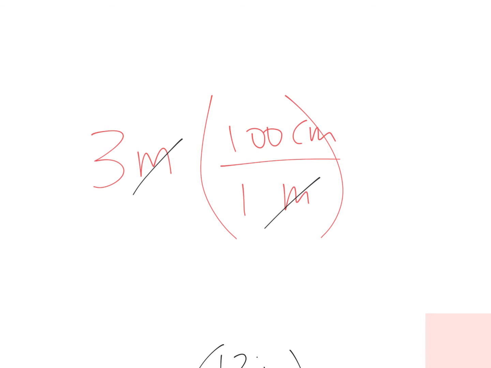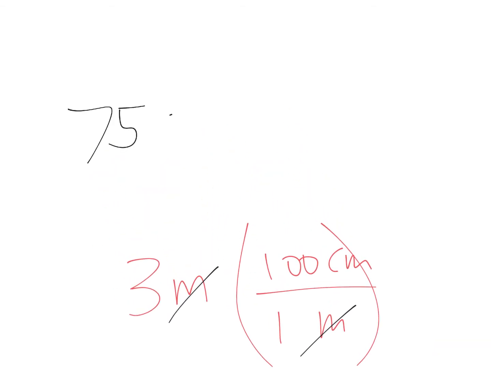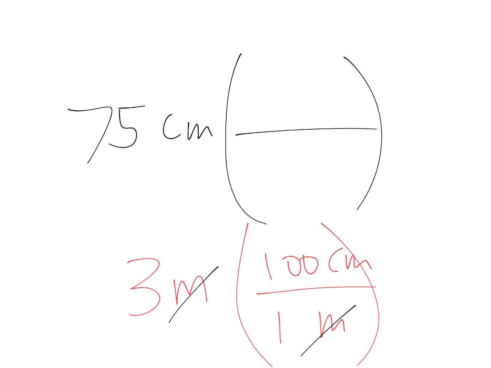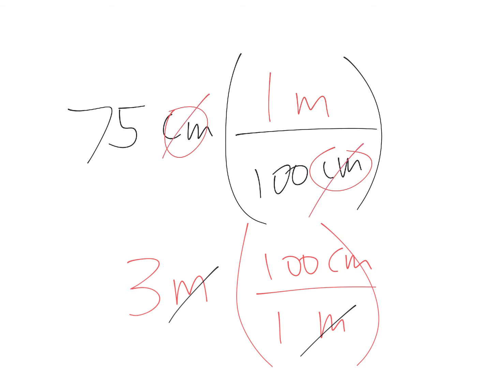What if instead I had given you 75 centimeters? You would times by, what's a fact about centimeters and meters that we know? There's 100 to 1. So you'd put 100 centimeters on the bottom. Why? So that this and this will cancel. And there's 1 meter here. This cancels this, and the answer is 75 100ths, 0.75. That's 0.75 of a meter. All right, let's make sure you really got this.